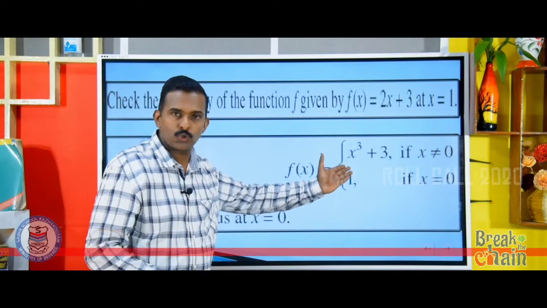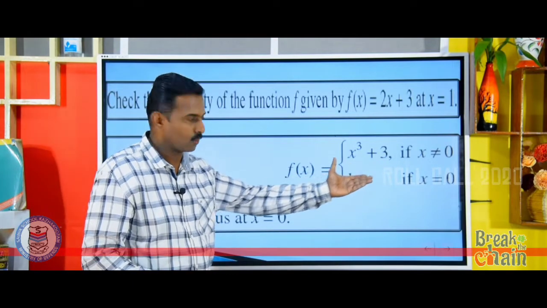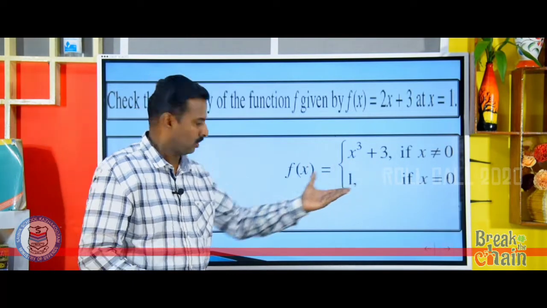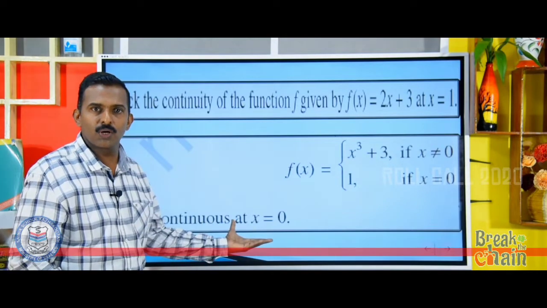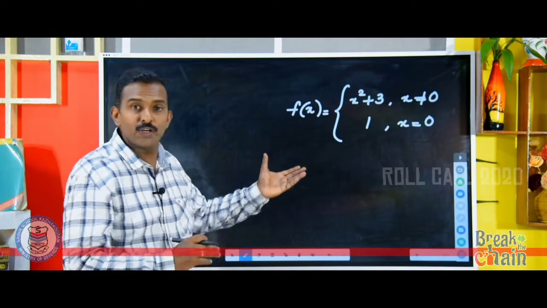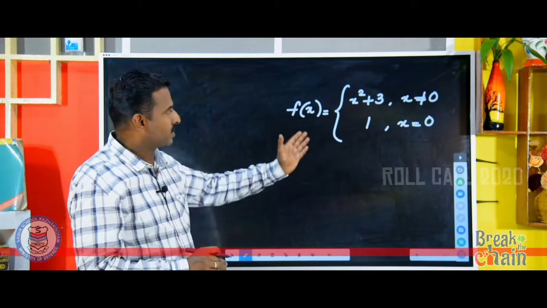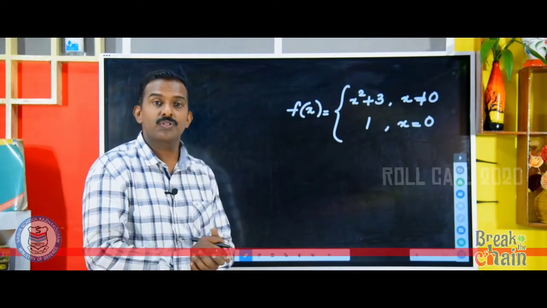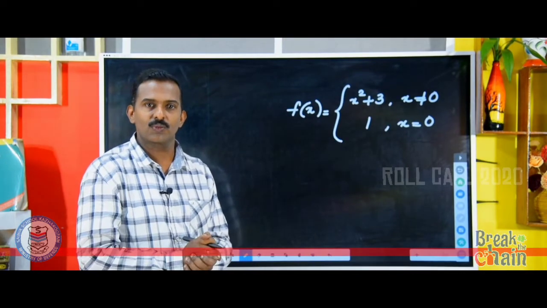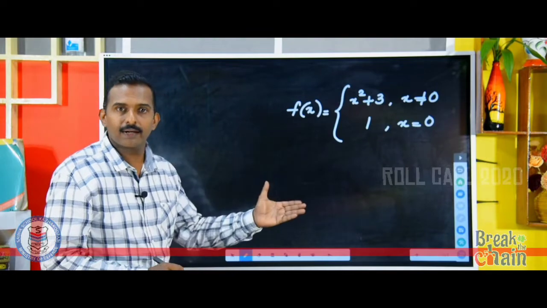f of x equal to x square plus 3, x not equal to 0, and 1 when x equal to 0. Check the continuity of the function at x equal to 0. We will check the continuity of this function. Again, you should calculate the limit.